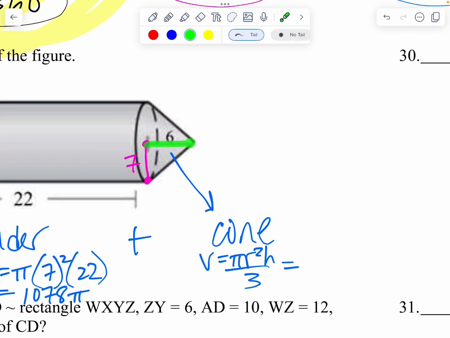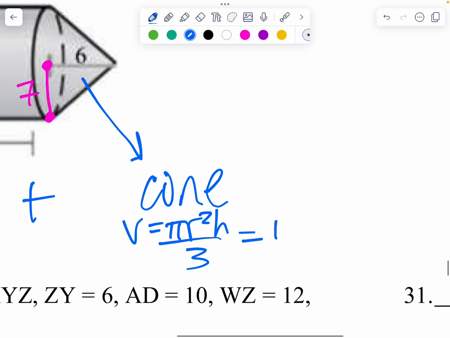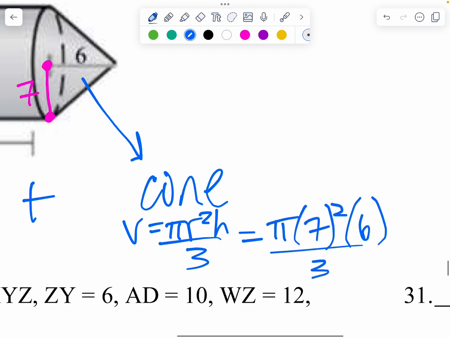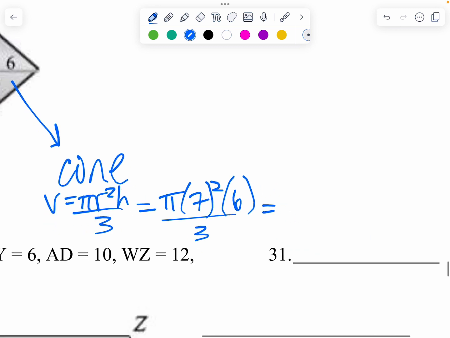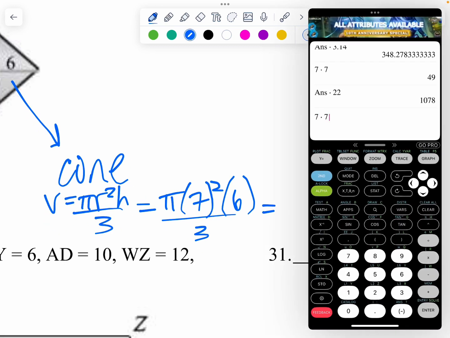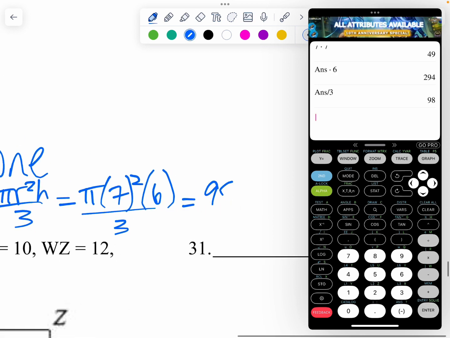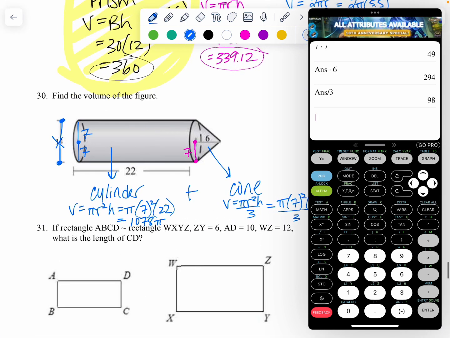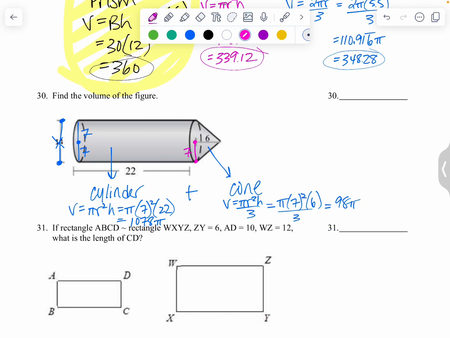And the height of the cone, how deep is it? How much ice cream can fit in that straight up and down? The height is 6. So I'm plugging in 7 for the radius, 6 for the height. Don't forget to divide by 3. And when I crunch that number, I do 7 times 7 times 6, divide 3. I get 98 pi.